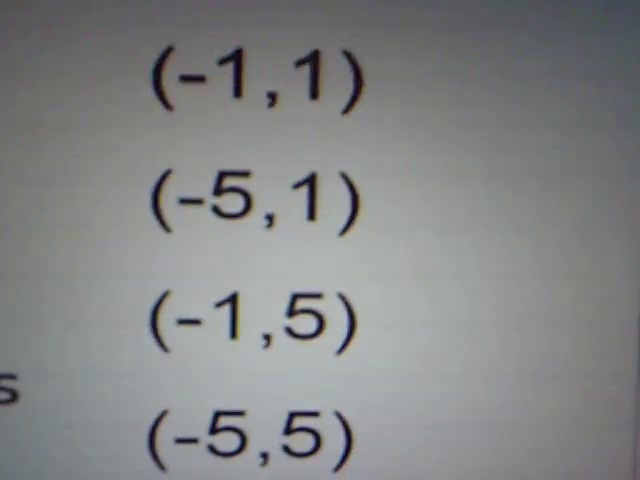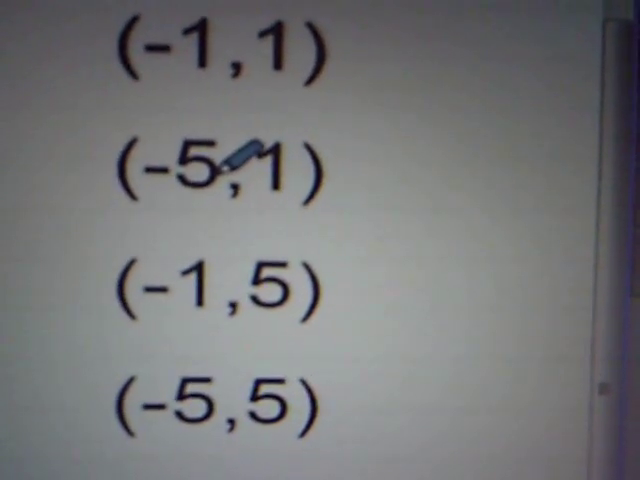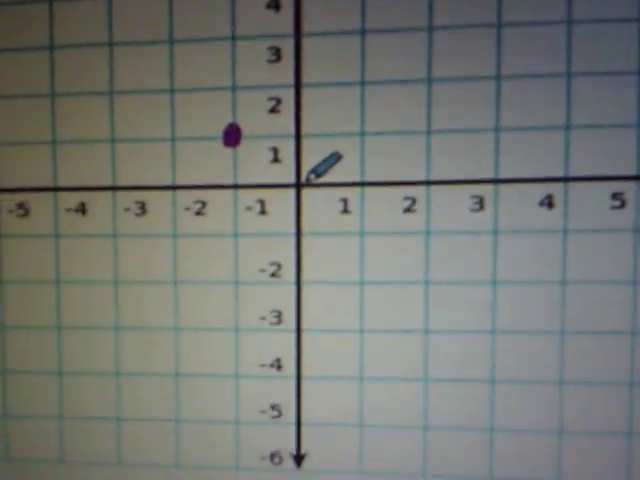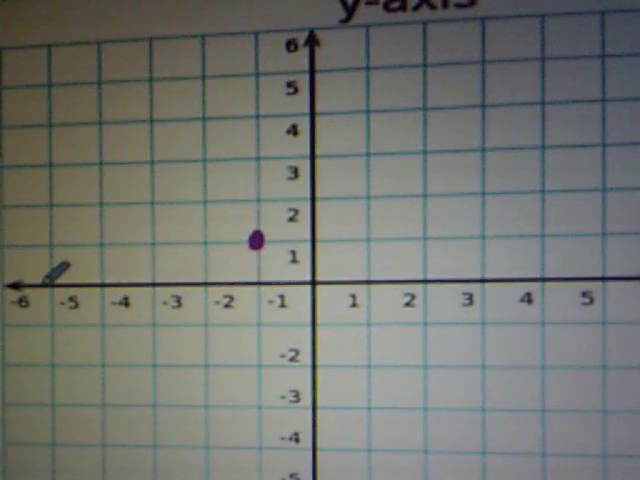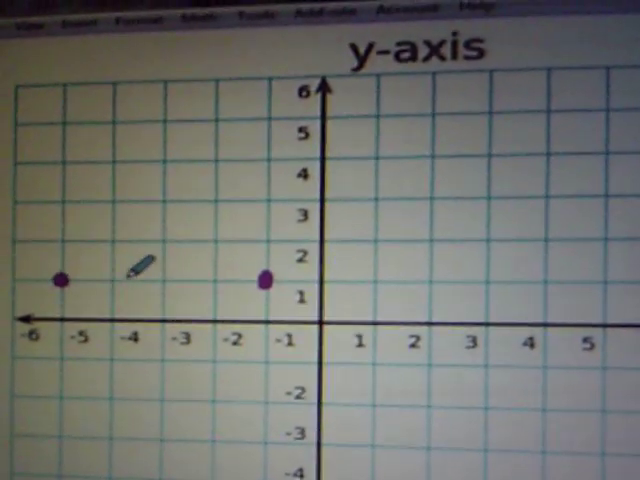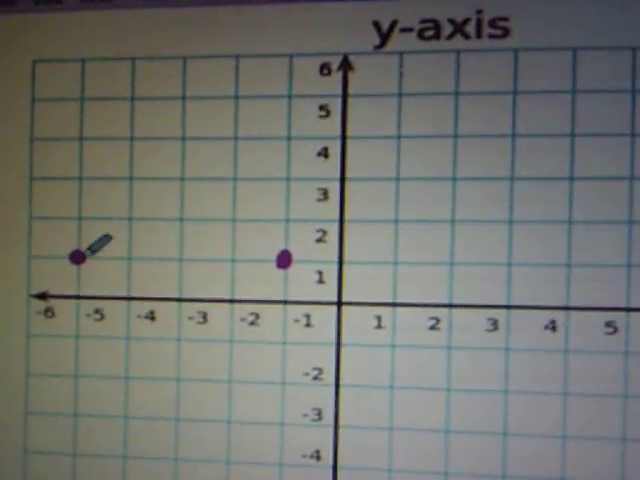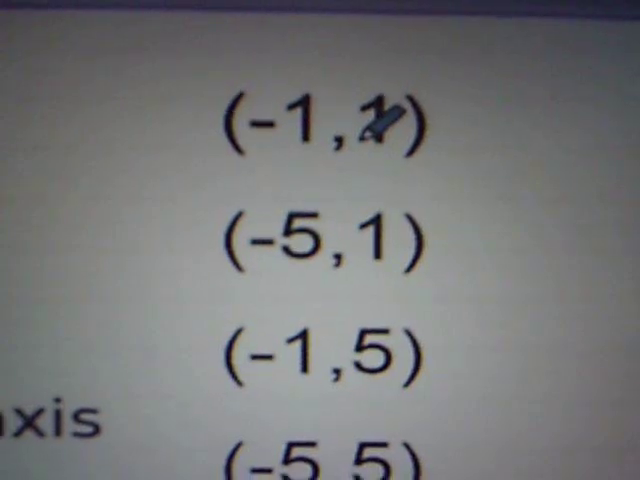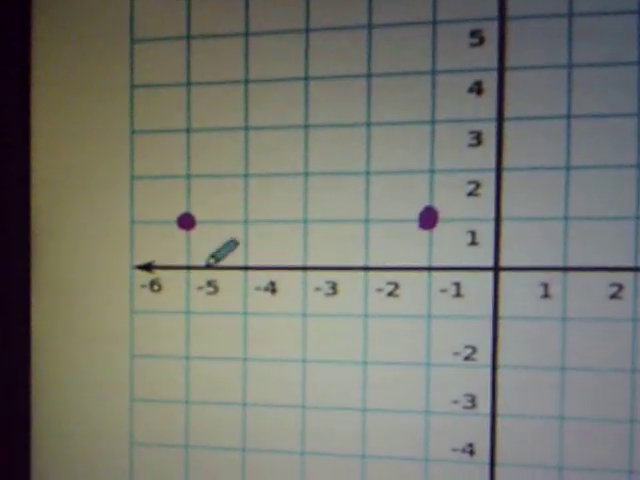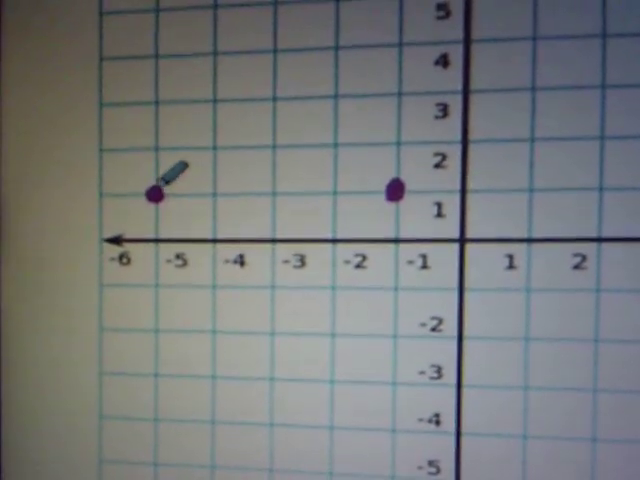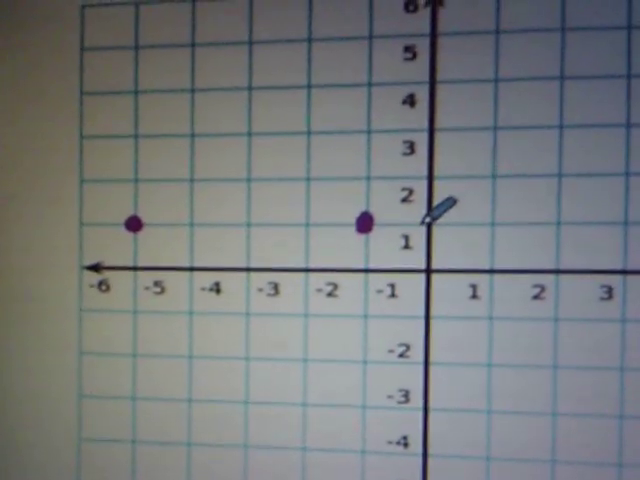Then I must plot the second point, -5 on the x, +1 on the y. Start in the middle, -5, +1. You'll notice that these 2 points are in line with each other. They have the same y value, +1. So even though they are side to side, different spots than each other, they are lined up on the y-axis.